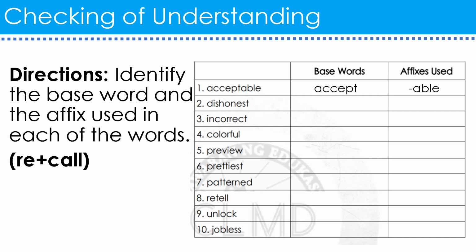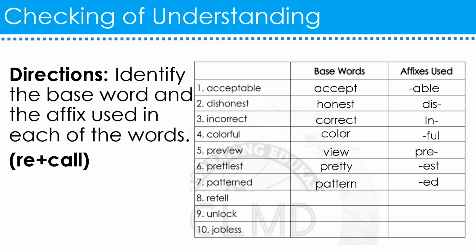Okay, so number 2, we have honest and dis. Number 3, we have correct and in. Number 4, we have color and full. Number 5, we have pre and view or view and pre. And then we have pretty and est. Okay. Number 7, pattern and ed. Number 8, tell and re. Number 9, lock and on. And number 10, job and less.